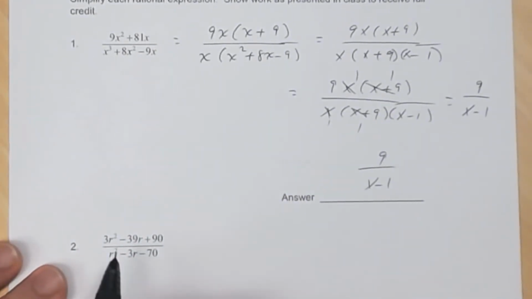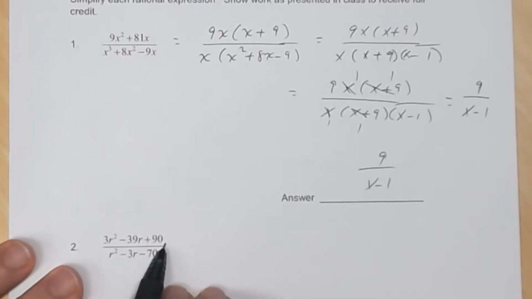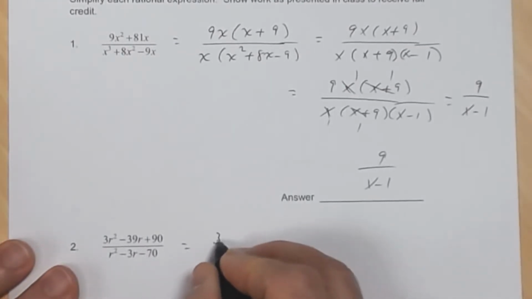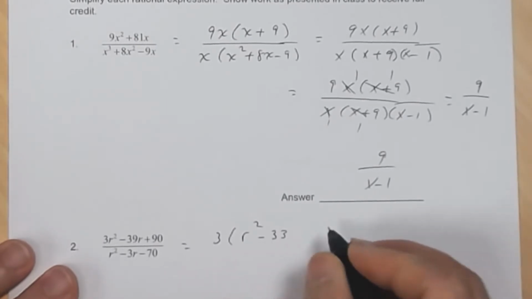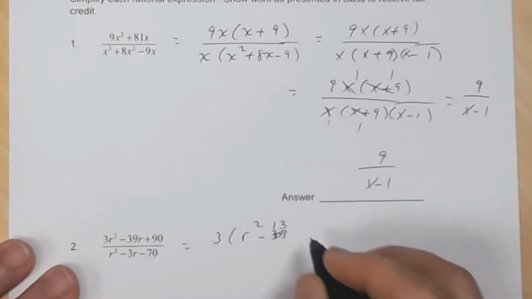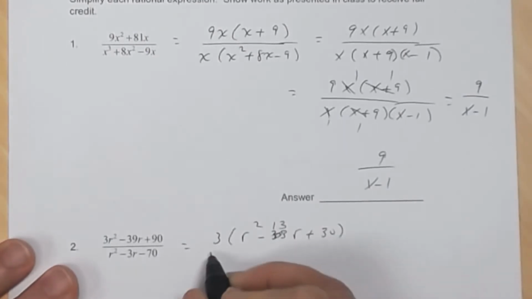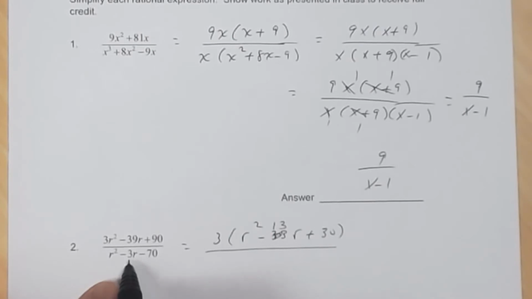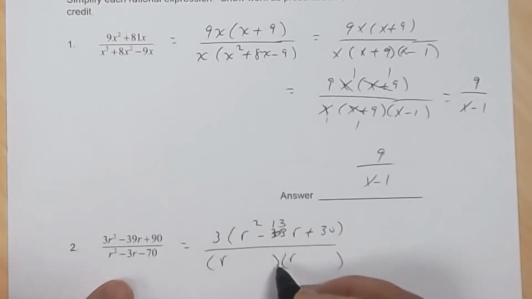Number 2. Okay, number 2, again, look for GCF. The GCF here is 3. So I can factor out a 3. So I get 3 times r squared minus 13r plus 30, right? Divided by, and let's go ahead and factor this, the two binomials. That'll be r, 10, and 7. And this will be negative, this will be positive.